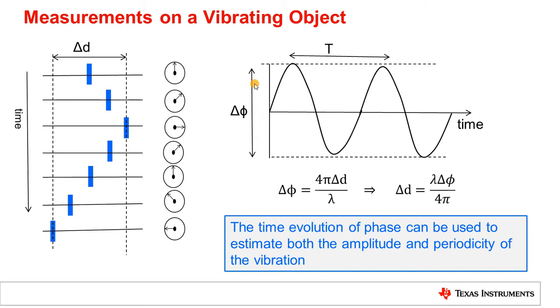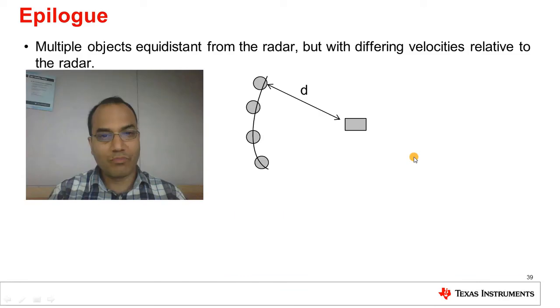So the maximum phase deviation delta phi is related to the maximum displacement delta d, as follows here. And so right here I can estimate the amplitude delta d of the vibration. Similarly, the periodicity of the plot directly gives me the period of vibration. So the takeaway here is that the time evolution of the phase of the range FFT peak can be used to estimate both the amplitude and the periodicity of vibration. This concludes the current module.